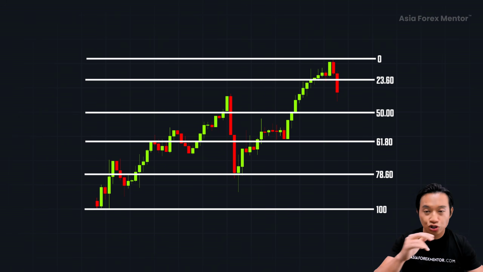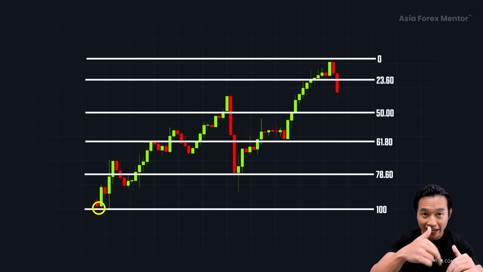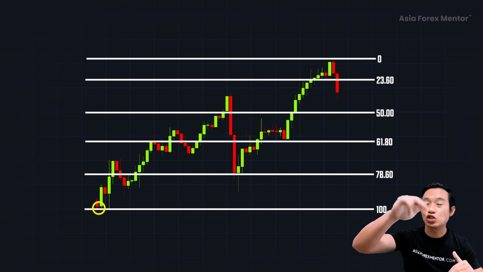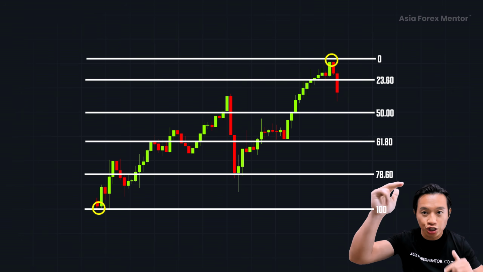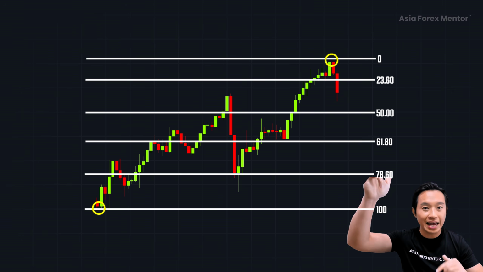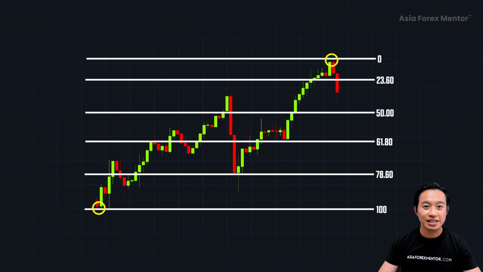You drag it from the lowest point of the swing low, of the swing wick actually, to the highest point of the swing high wick, because that is the actual range of the move, right? That's how the market actually moves, right? Anything less than that, you're cutting away the truth of the entire move itself.